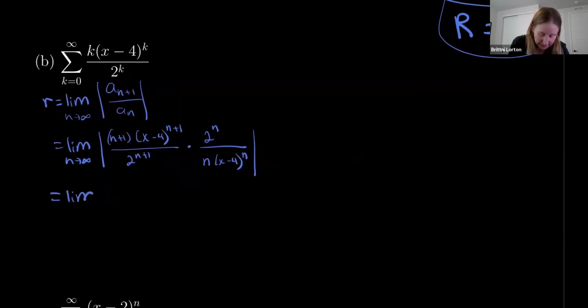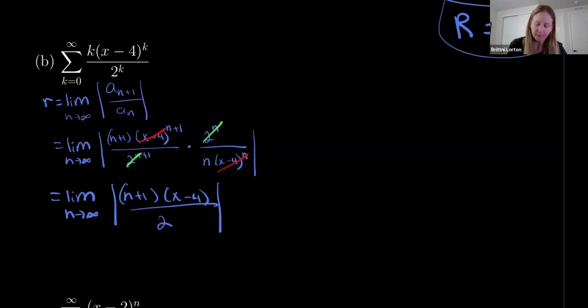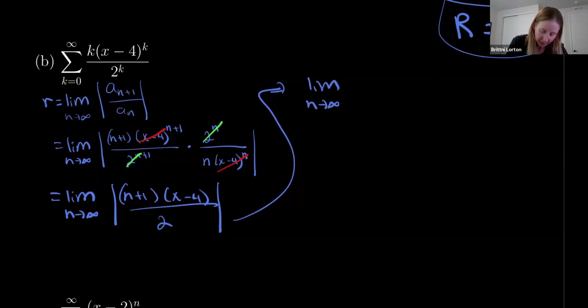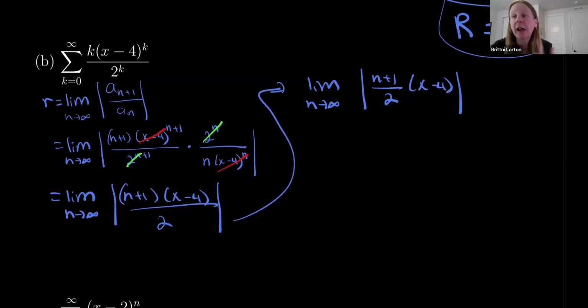This will become the limit as n goes to infinity. I'm going to highlight what cancels. One of the x minus 4 to the n's cancel. And I have an n plus 1 and an x minus 4, and also one of the 2 to the n's cancel. And so I have a 2 on bottom. And then I'm going to take that limit. So this is going to become the limit as n goes to infinity of n plus 1 over 2 times x minus 4. Now I write it that way on purpose because I'm taking the limit as n goes to infinity. So x I don't care about. So I'm going to try to ignore it.